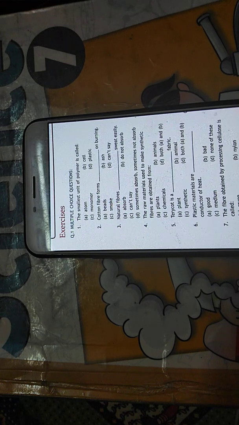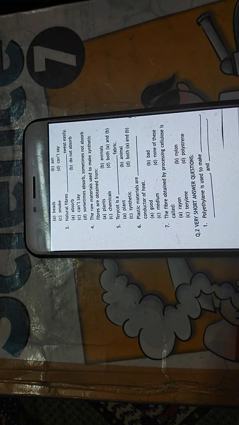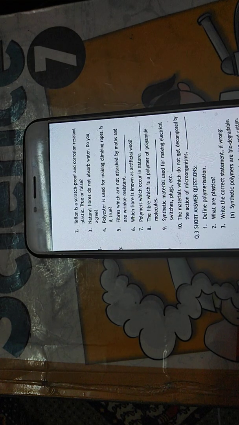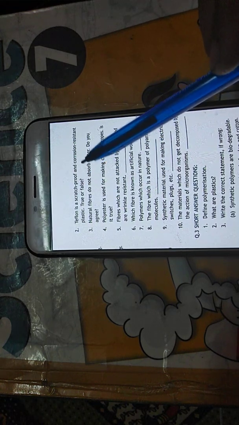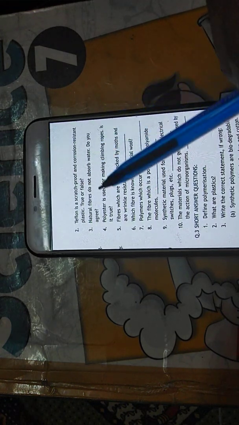Very short question answers. First is: polyethylene is used to make dash, dash and dash. You can write supermarket bags, plastic bottles, packing materials for milk. Students, our next question is: Teflon is a scratch proof and corrosion resistance plastic. True.